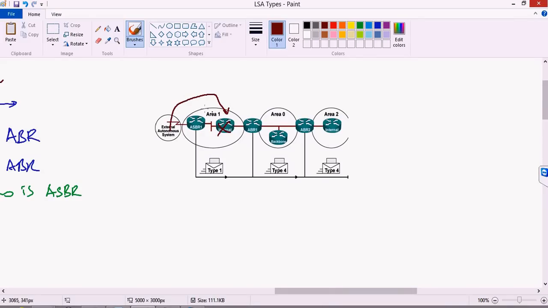So it will go on to another area, and in a similar way it will go to other areas. Whatever the number of areas you have, it will subsequently move on, being regenerated by every border router inside the area. So we call this LSA4 advertisements.